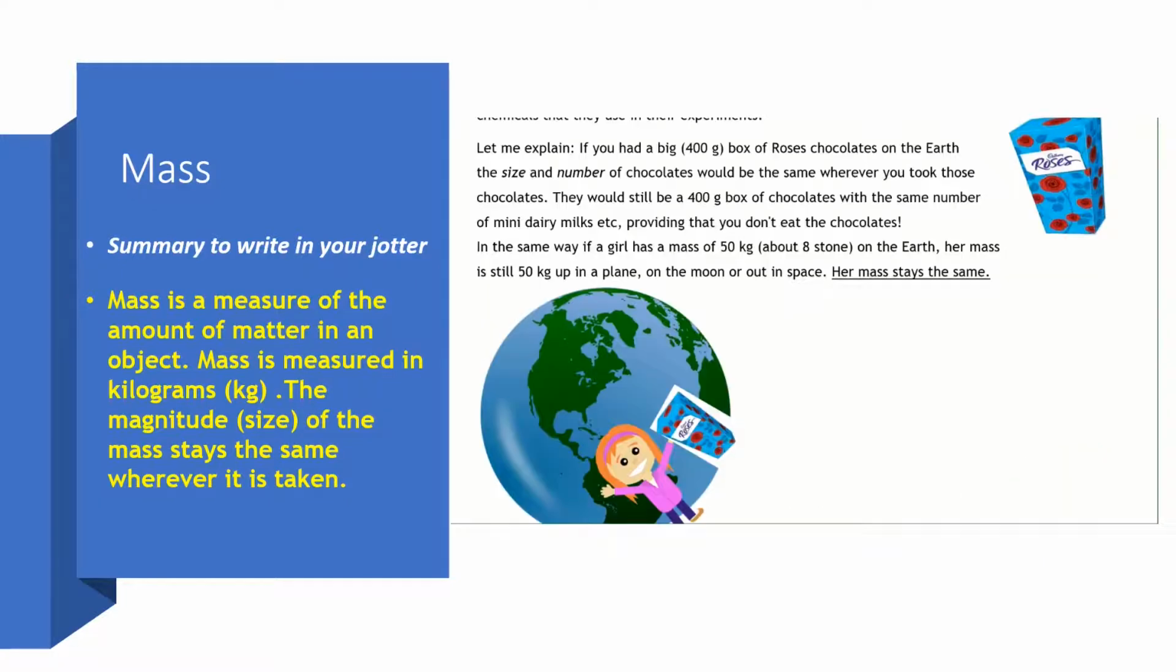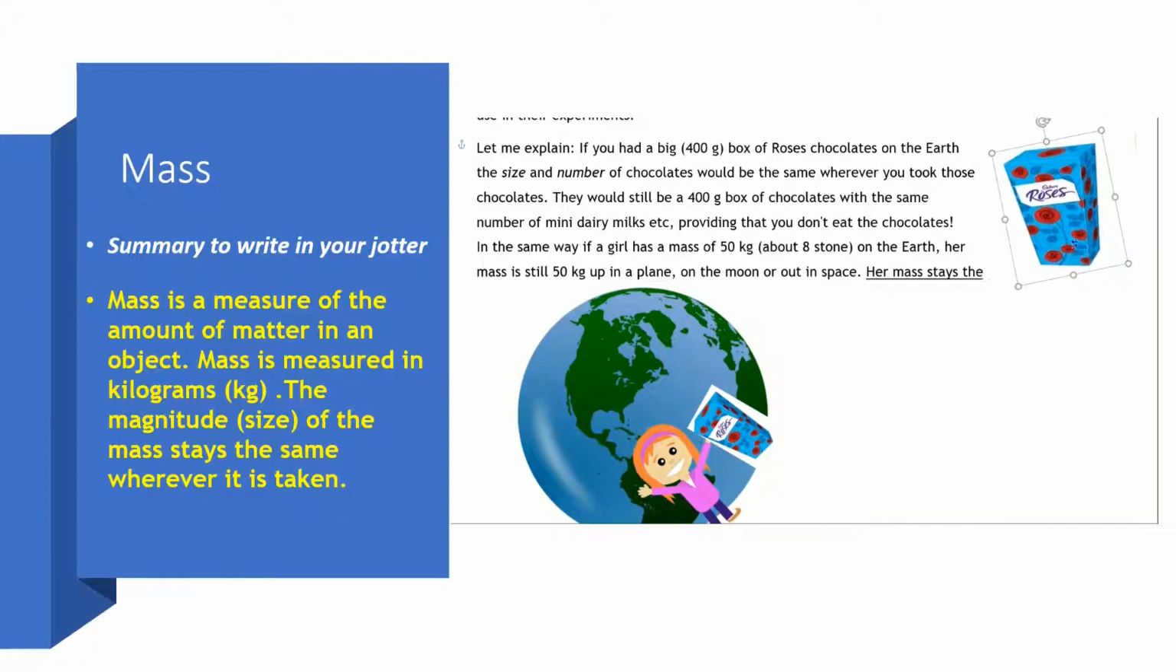So let me explain. Here we've got a box of Rose's chocolates. If I took those home with me and opened them up, there would be the same number of chocolates wherever I took them. So you can have so many dairy milks, so many of those nice purple ones that are my favourite. Now, if I put them back in the box, closed the box and took those to my friend, and then we opened them together, they would still have the same number of chocolates. Providing I didn't eat them, the mass of those chocolates, wherever I took them, would be 400 grams.